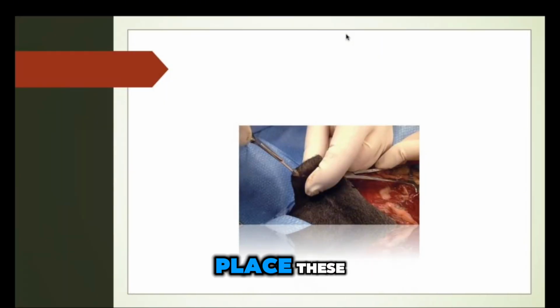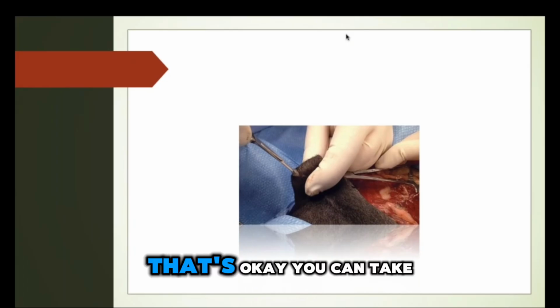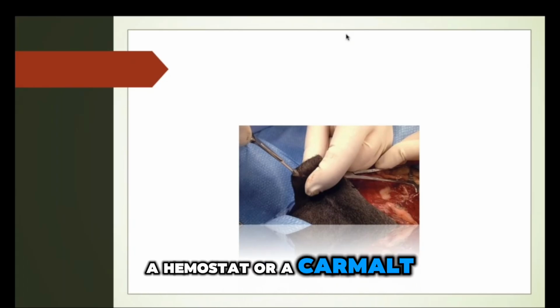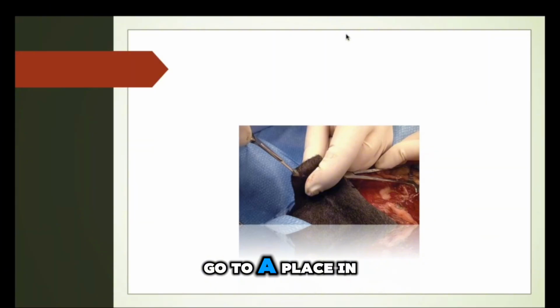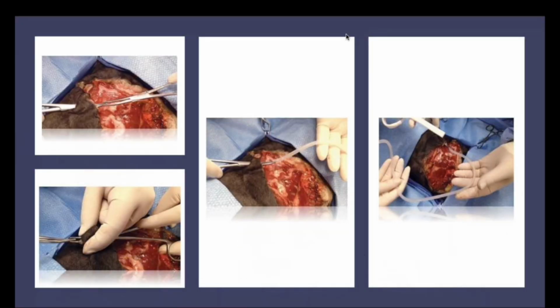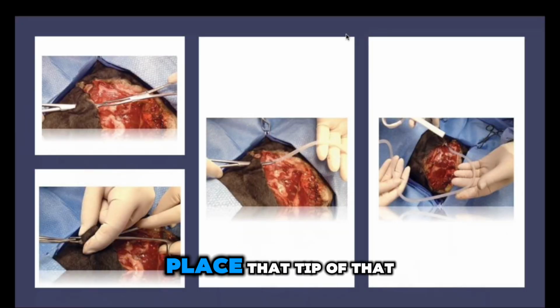Lots of different ways to place these. If you don't have a trocar tip drain, that's okay. You can take a hemostat or a Carmalt, enter the wound, go to a place in the skin where you're going to want it to exit. I usually incise with a 15 blade or an 11 blade right over the tips of the hemostat, and you'll go ahead and place that tip of that hemostat through the skin. I oftentimes will just grab another hemostat to run it back through into the wound. And then I will grab with that hemostat or Carmalt or Kelly or Crile the edge of the drain tubing, and I'll pull that through the skin.